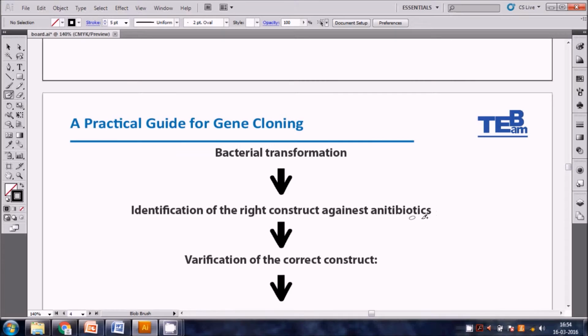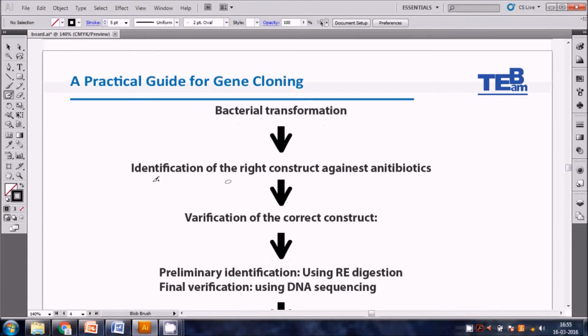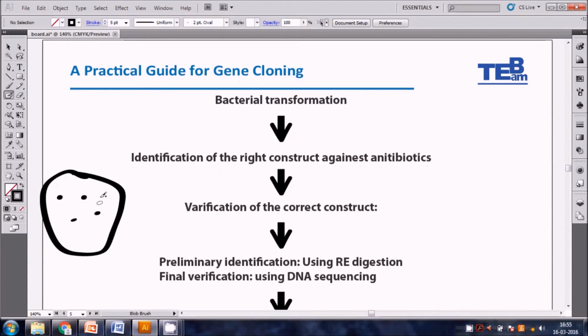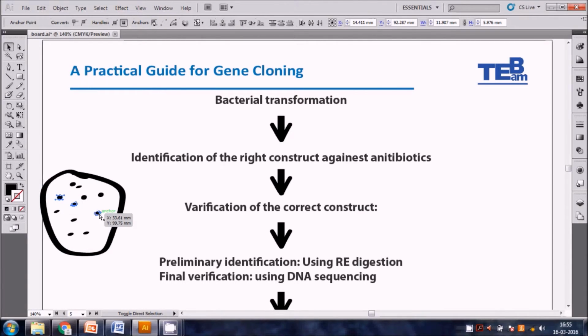Then you will identify the right construct against antibiotics on the LB plate. Those cells that get this pET21 vector will acquire ampicillin resistance, and only those cells can grow on the ampicillin plates. For example, if this is your plate and you get a lot of colonies like this, you will probably pick this one, and this one. You will take 4 colonies.